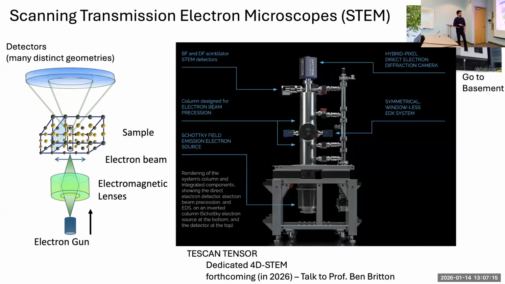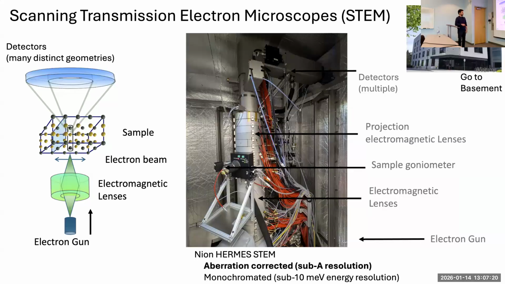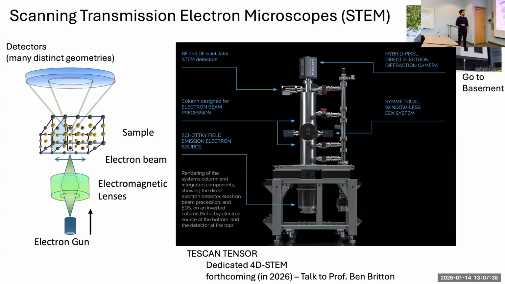I should have said, by the way, that this microscope is aberration-corrected, and I will get into that. It's also monochromated, so we are able to generate an electron beam and then sort out the energy so that we have a very fine energy resolution, and that's useful for future studies of collective behaviors in materials and electronic excitations. And very soon, next door, there will be another microscope. This time it's a Tescan Tensor. It's a dedicated 4D STEM. I will discuss that a little bit later.